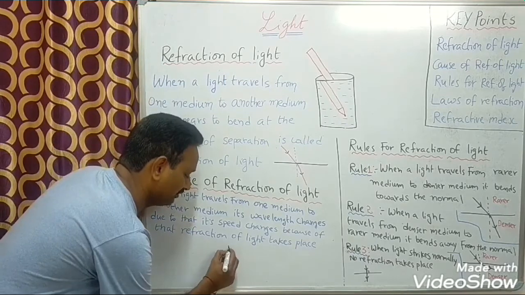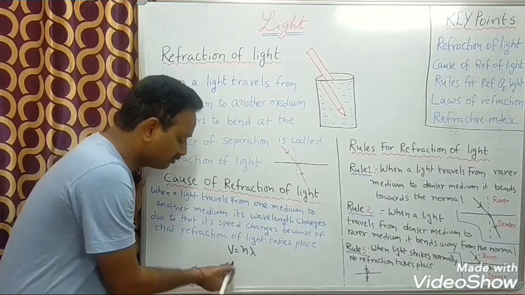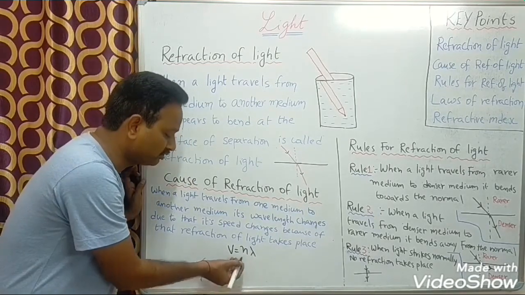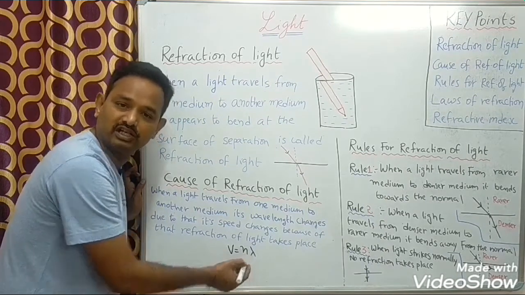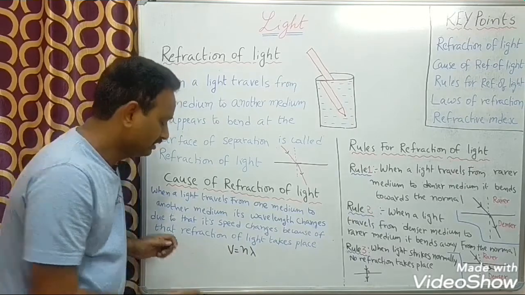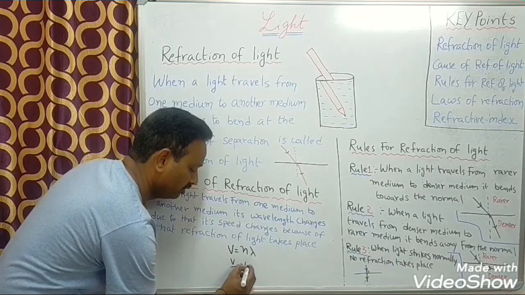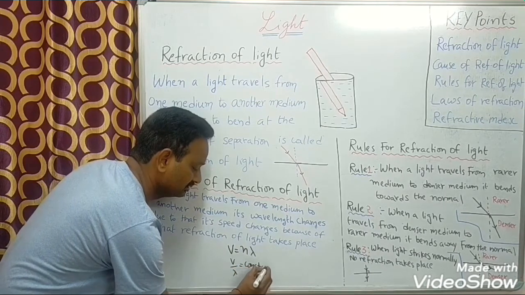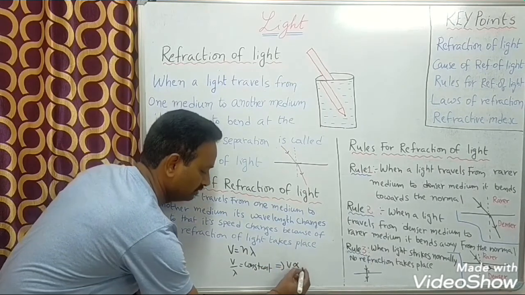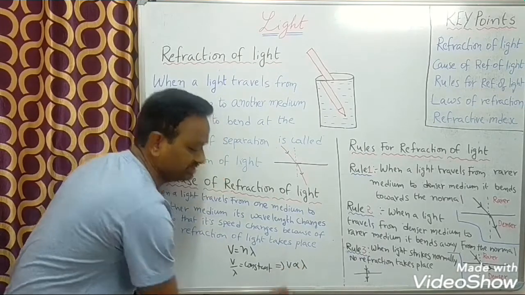We know that V equals n lambda, that means V equals frequency into wavelength. Speed of light is equal to frequency into wavelength of the light. Here, frequency is constant. So from this what can we write? V by lambda equals constant. That implies V is directly proportional to lambda. That means if lambda changes, V changes.